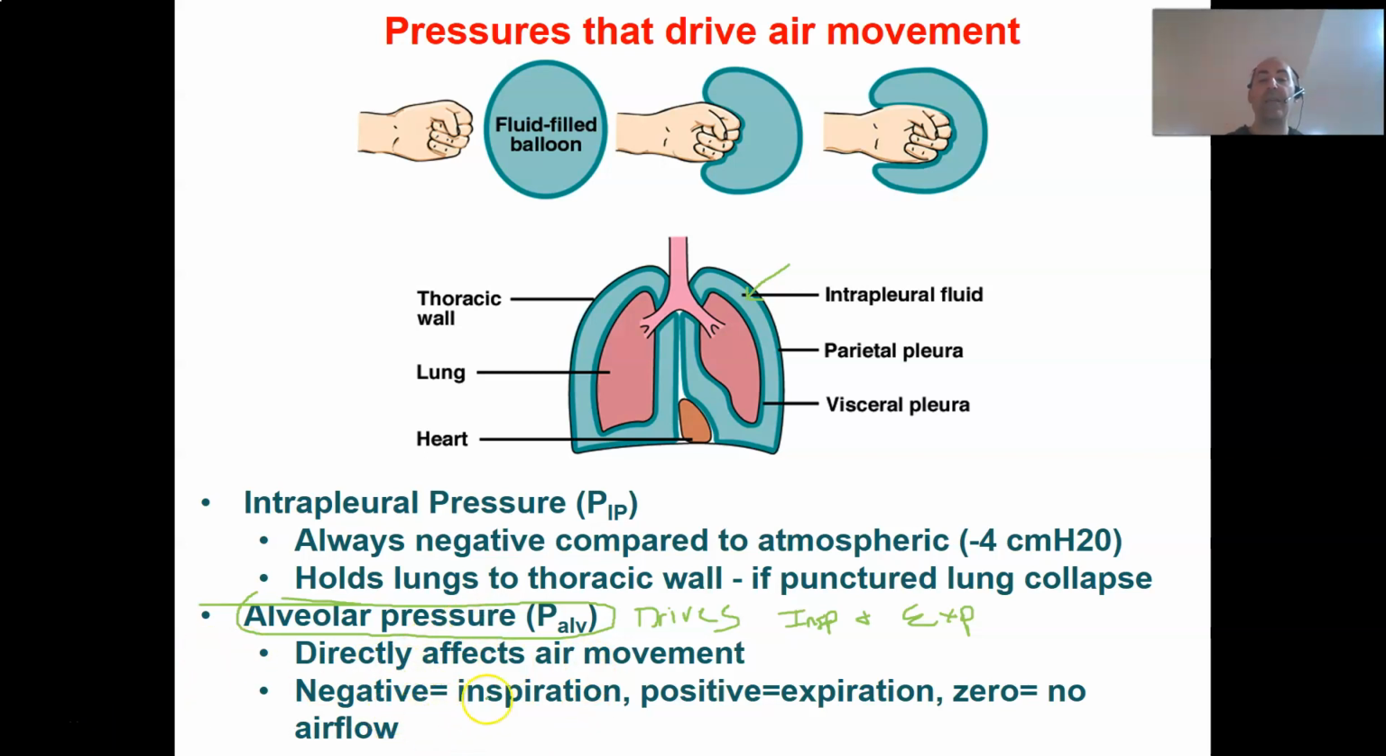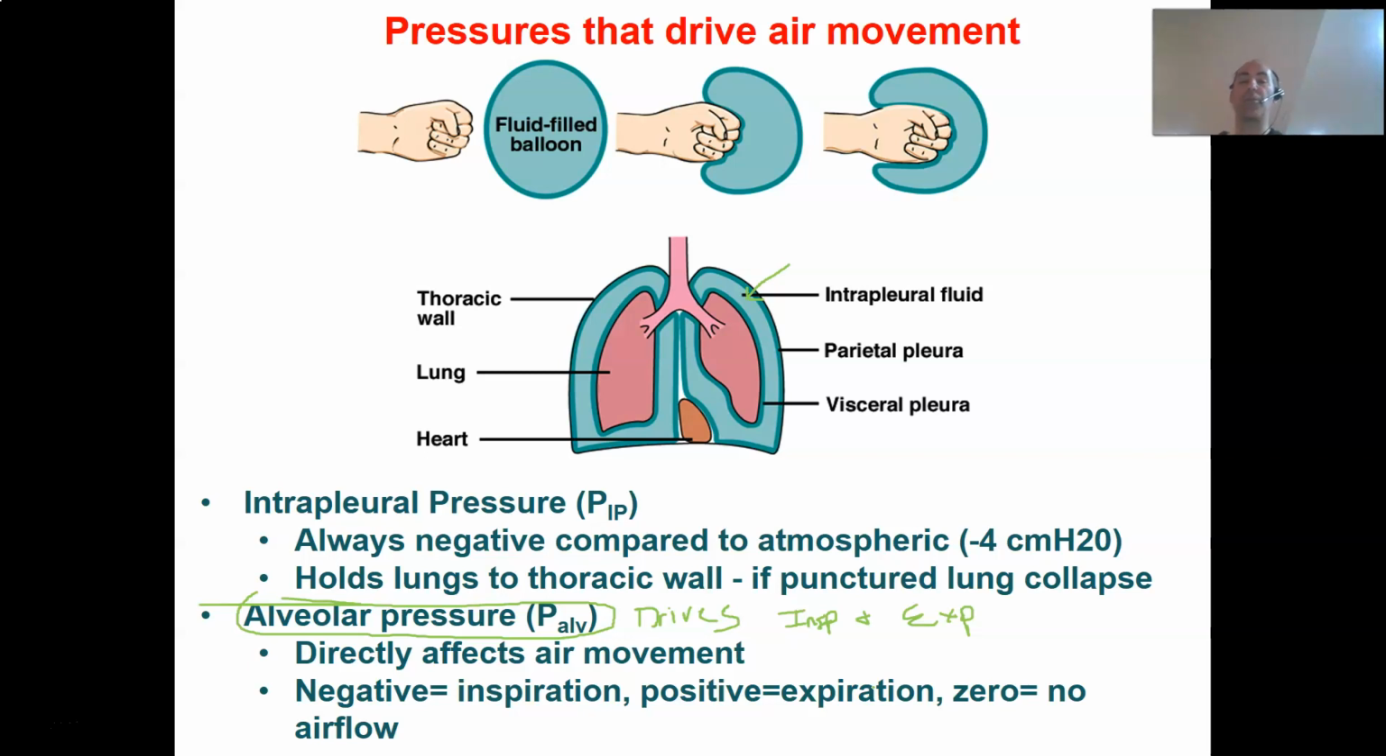It can be negative during inspiration. It has to be negative. It's positive during expiration and 0 when there is no airflow. So the important take-home message of this slide: 1, alveolar pressure drives inspiration and expiration. It's the most important pressure. 2, alveolar pressure can be negative on inspiration, positive on expiration, and 0 at no airflow.